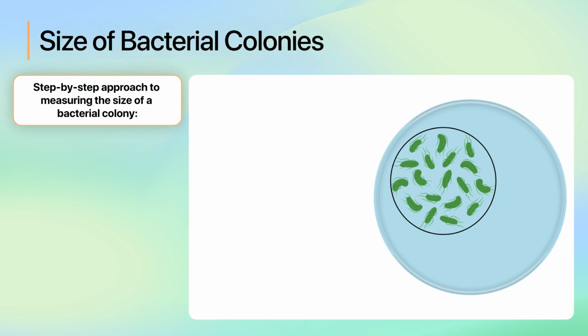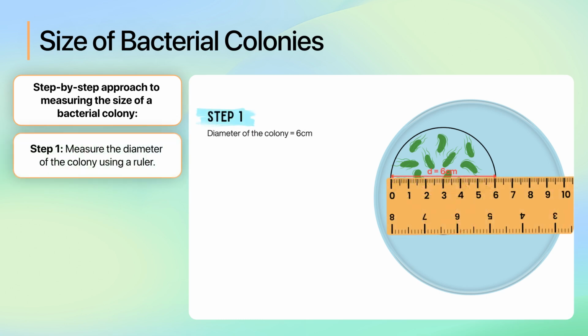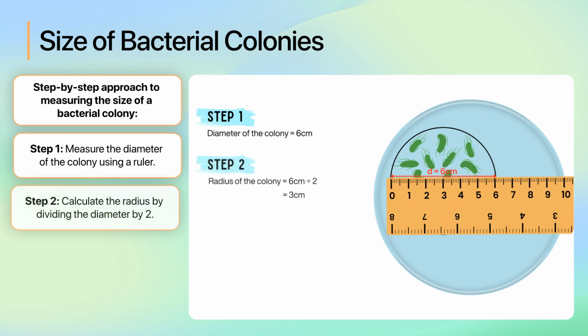Now, let's go through a step-by-step approach to measuring the size of a bacterial colony. In our first step, we need to measure the diameter of the colony using a ruler. In our example, we have a diameter of 6 centimeters. After we have taken this measurement, we can calculate the radius by dividing the diameter by 2. So we have a radius of 3 centimeters.